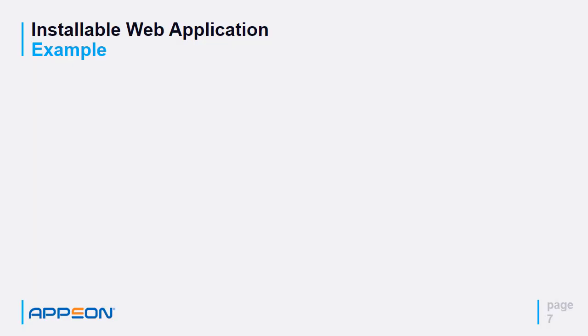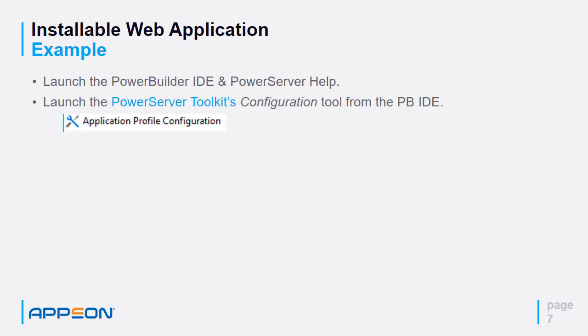So for this example IWA application, you need to launch the PowerBuilder IDE and PowerServer help. We recommend using the PowerServer help as well because it covers more aspects of IWA than what's presented here in this tutorial video. Once you've launched the PowerBuilder IDE, you'll see a secondary toolbar, which is called the PowerServer Toolkit toolbar.